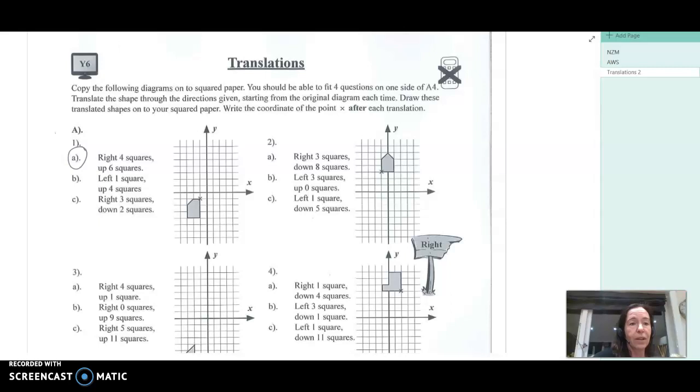So let's go right 4. So we're going to start with the X. 1, 2, 3, 4. And I'm going to go up 6. 1, 2, 3, 4, 5, 6. So my new point is there, and then I can just make sure that I sketch it exactly as it tells me to. It's just down 2, across and up. Okay, that's what we're doing today.